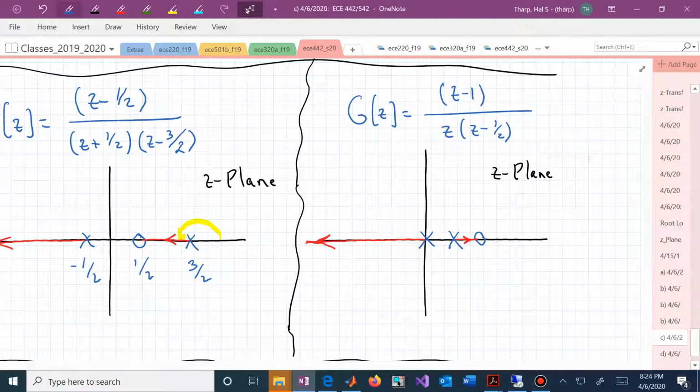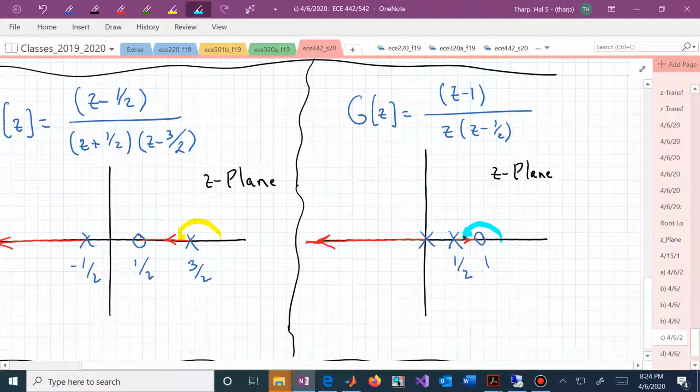Likewise, we have another root locus diagram that is only restricted to the real axis. Here's a pole at 1/2, a 0 at 1, and a pole at the origin. Again, this particular 0 has an angle of 180, which is equivalent to minus 180. The two poles at any point between 1/2 and 1 have an angle of 0. That's why that particular line segment between 1/2 and 1 belongs to the root locus.